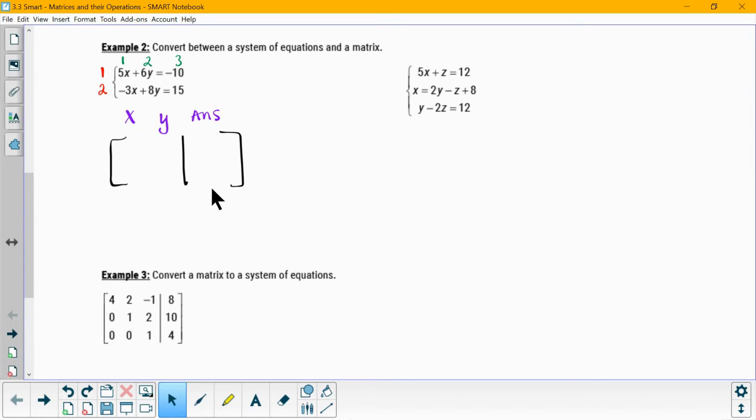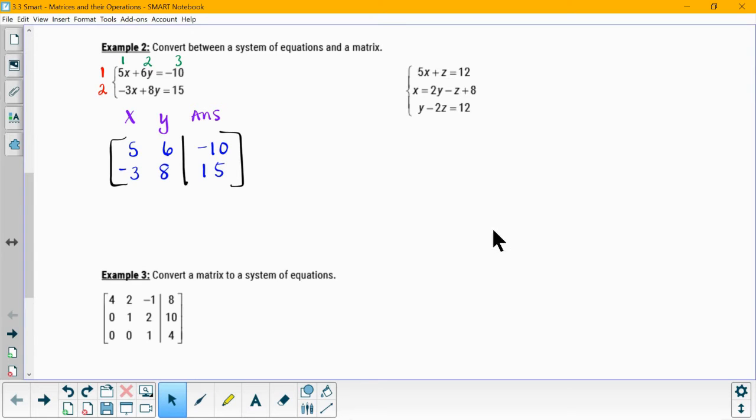And then all you're going to do is pull the coefficients out. So looking at equation 1, my coefficients are 5, 6, and my answer is negative 10. So I'm going to fill that in. 5, 6, negative 10. For my second equation, my coefficients are negative 3, 8, and my answer is 15. So I get negative 3, 8, and my answer is 15. So now we've converted to a matrix.